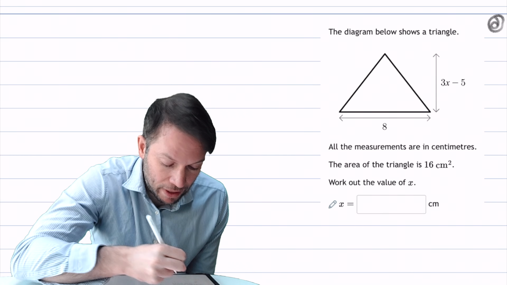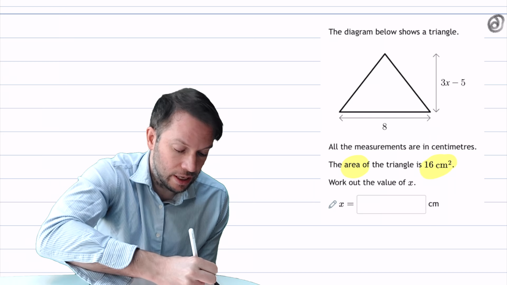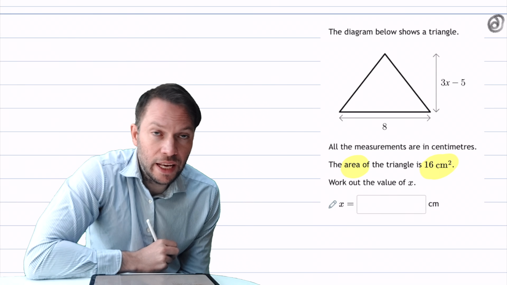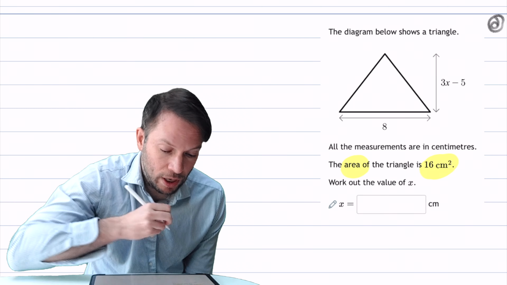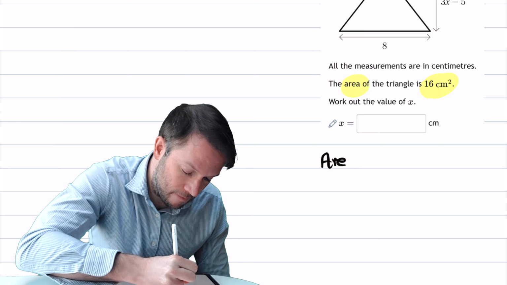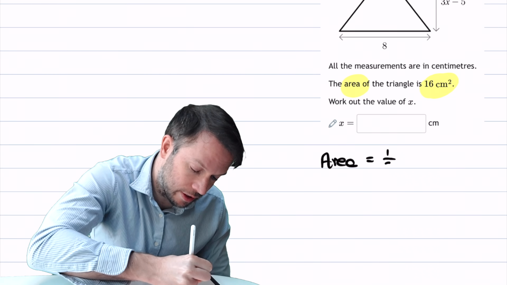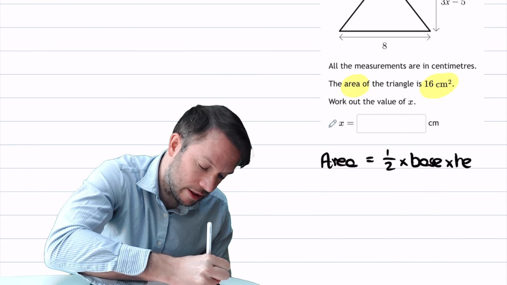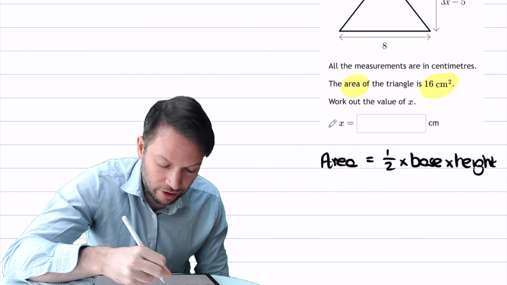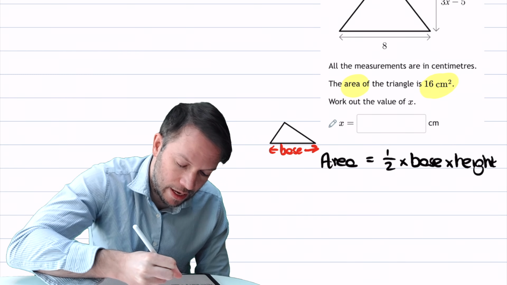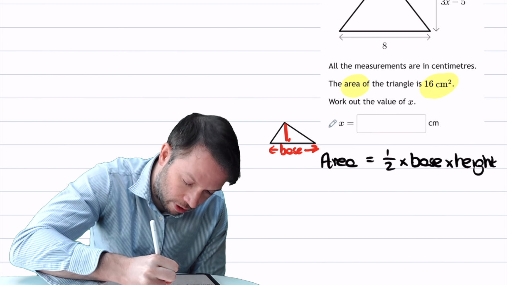Now it's talking about the area of the triangle, and it gives us that area. So, how would we usually find the area of a triangle? Well, the area of a triangle in general is half times the base times the height. And if I do that as a little diagram, this is the base and the height is at right angles to the base.